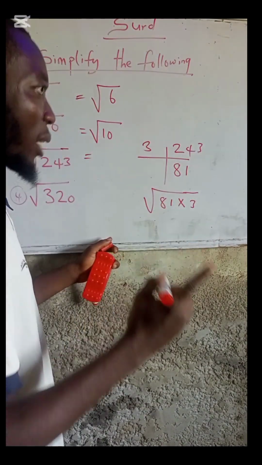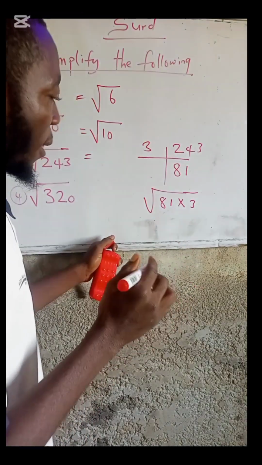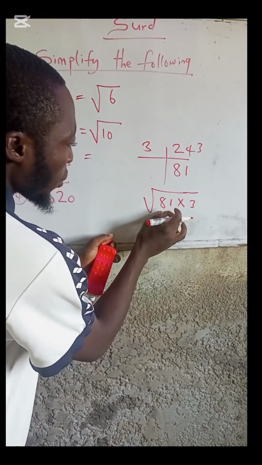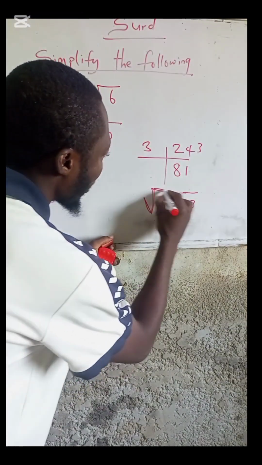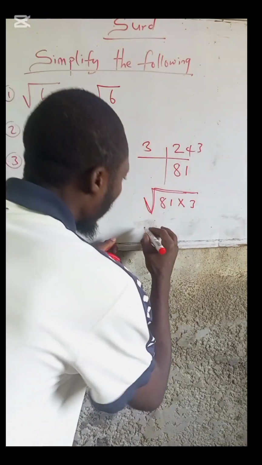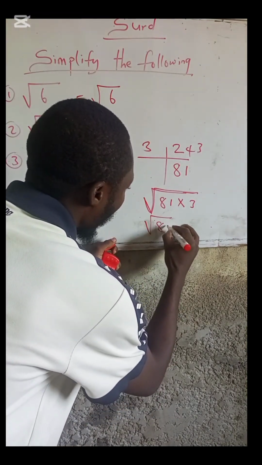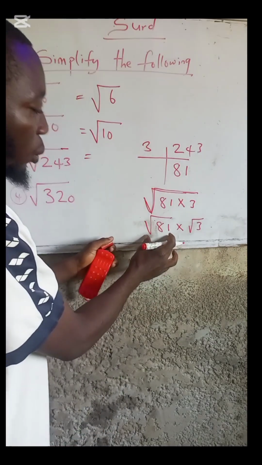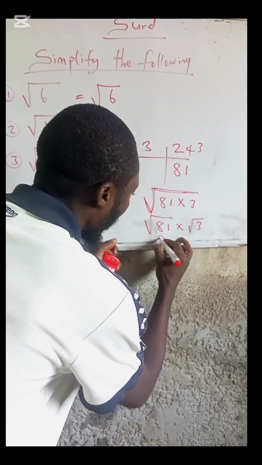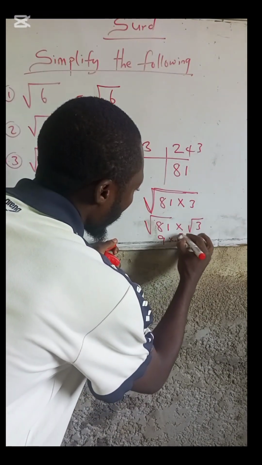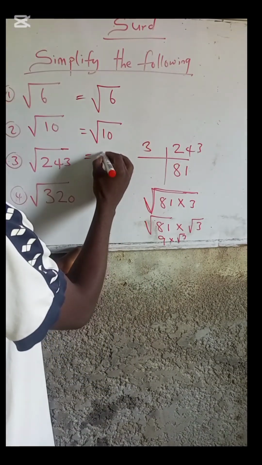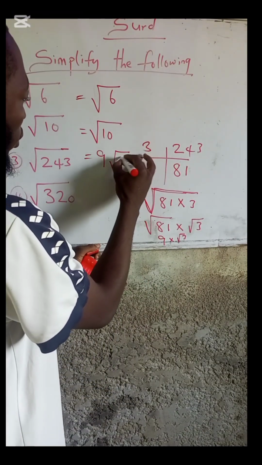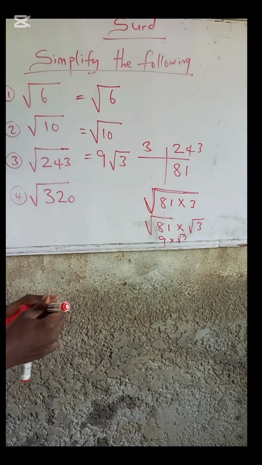According to the multiplication law, if you have 81 times 3 inside a square root like this, you can separate it like this: root 81 times root 3. Now, root 81 is 9, times root 3, which makes it 9 root 3. I hope you are getting me.